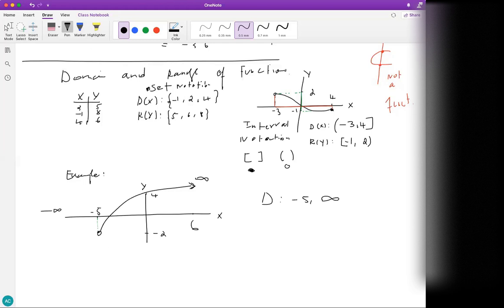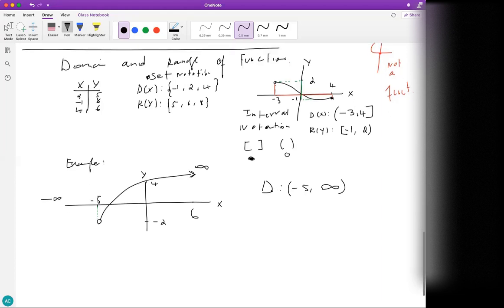This one stops here, so we don't have infinity here. We have -5 because the graph stops here. And what are we using again around -5? Is there a bracket or parenthesis? Circle, parentheses, and always use parentheses around infinities, both of them. Okay, always use parentheses. So that's the domain.